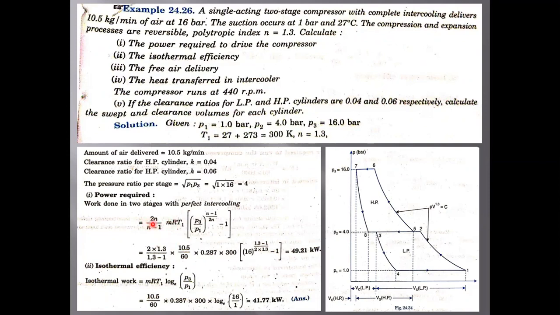Okay, so n value is given, 2 into 1.3 by 1.3 minus 1, and the m value, what is the m value? He has given the value of m in kg per minute. So you definitely need to convert that into kg per second, since power required should be in kilowatts, that means joule per second. Per second we need to calculate. So 10.5 by 60 into R value 0.287, and T1 value 27 degrees, 27 plus 273, 300.